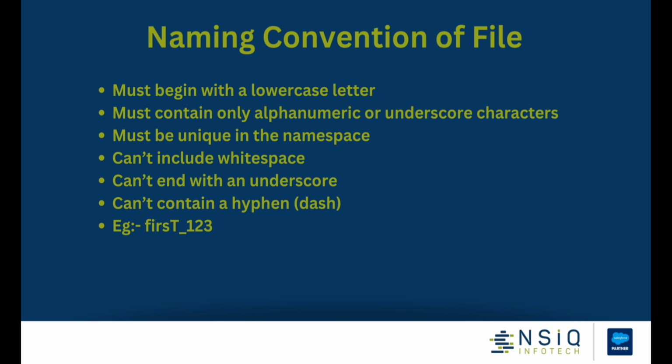It must contain only alphanumeric characters or underscore as a special character. It must be unique in the namespace. It cannot include white space or a blank space in the name. Though it allows underscore, it cannot end with an underscore. It cannot contain a hyphen or a dash. This is one example of the naming convention: first underscore 123. It accepts uppercase, but at the beginning it only accepts lowercase. It must not end with an underscore.